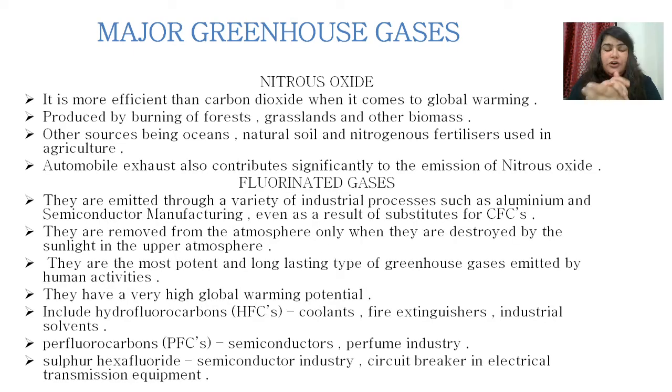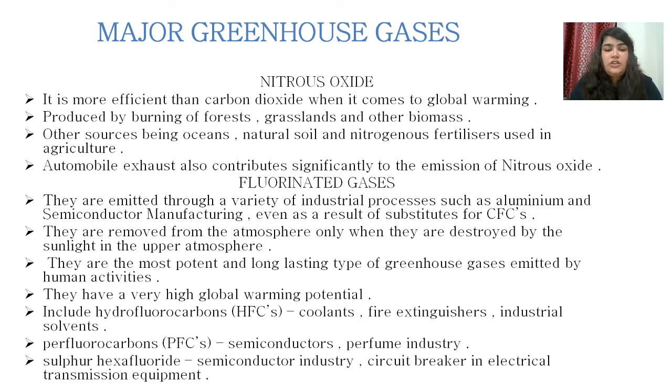Now we come to nitrous oxide and fluorinated gases. When we speak about nitrous oxide, what is happening here? It is more efficient than carbon dioxide when it comes to causing global warming. It is produced by the burning of forests, grasslands and other biomass. Other sources are oceans, natural soil and nitrogenous fertilizers used in agriculture. Furthermore, automobile exhaust also contributes significantly to the emissions of nitrous oxide.